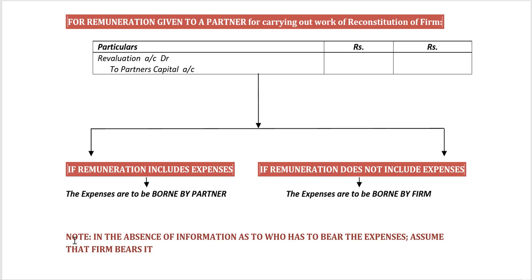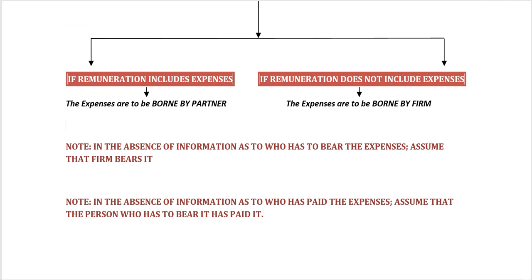We need to understand two important assumptions. The first one, in the absence of information as to who has to bear the expense, we will always assume that the firm bears it. That is the first assumption. And the second assumption is that where the sum does not mention who has actually paid the expense, we will assume that the party who has to bear the expense has also paid the expense.